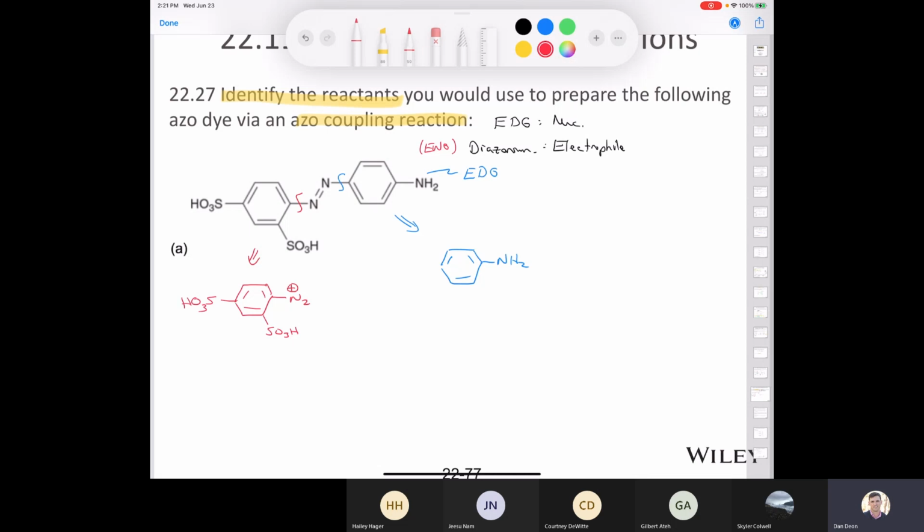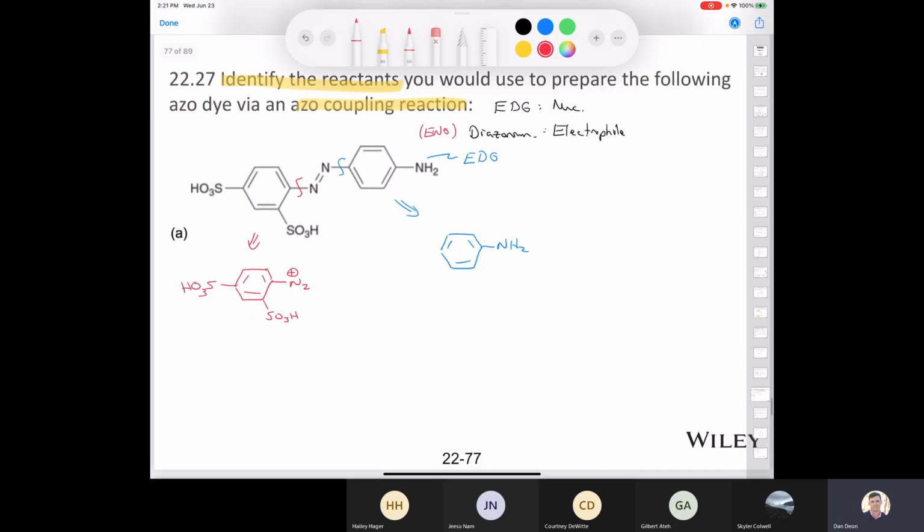Just like that. So what's my synthesis going to look like? Let's write it out. I would start with this compound, the nitro compound. Or let's start with the aniline derivative. That'll make it a little simpler. So I have my aniline derivative. I still haven't made my diazonium salt yet, so I'm going to treat it with sodium nitrite.